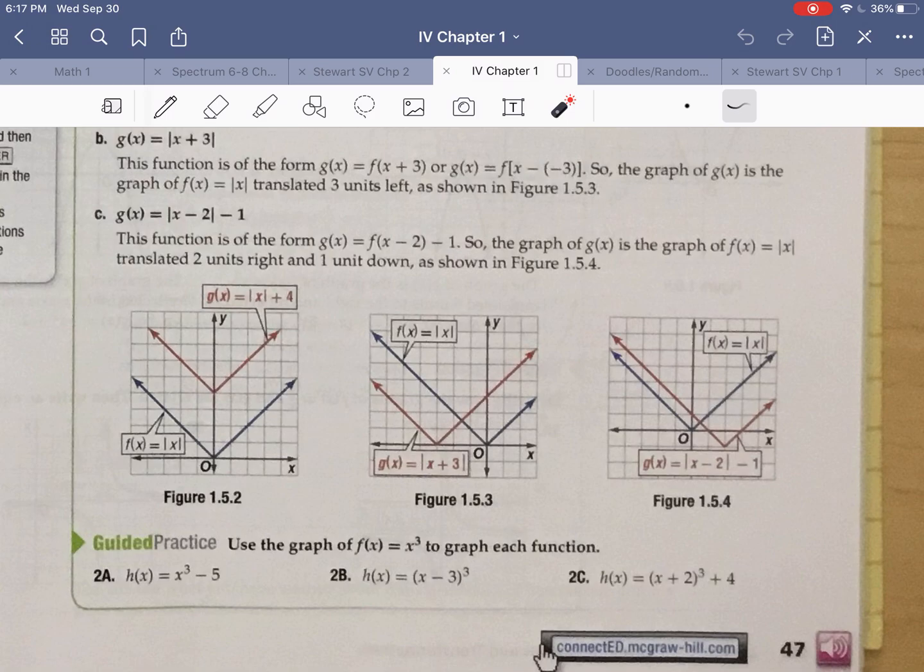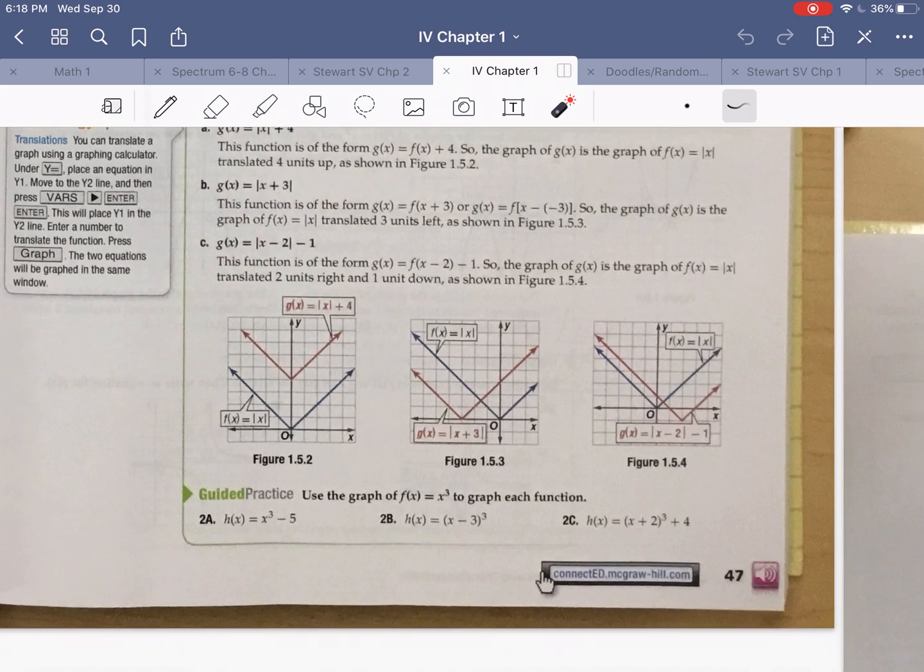All right. Absolute value of x. They're showing you a few different examples of how this works. Add a 4 to the end, the whole thing moves up 4. You add 3 inside, you're moving the whole thing left 3. You subtract 2 inside, that's 2 to the right. And you subtract 1 on the outside, that's down. So you go right 2, down 1, and you have the exact same graph. The shape has not changed at all.